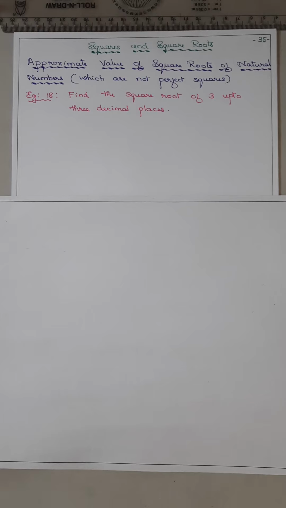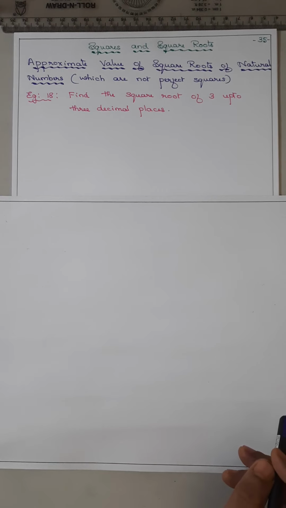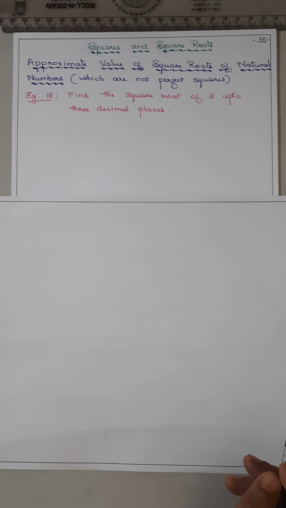Now coming to the next topic, the approximate value of the square roots of natural numbers which are not perfect squares. In the earlier two examples we have learned to find the square root of a natural number in decimal, but they were perfect squares. But here they are not perfect squares.